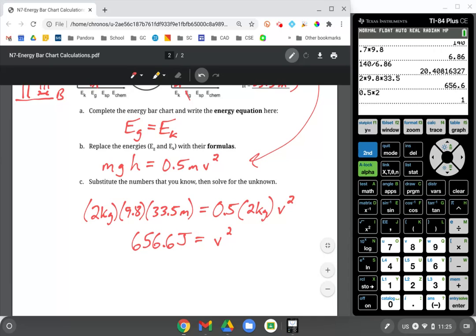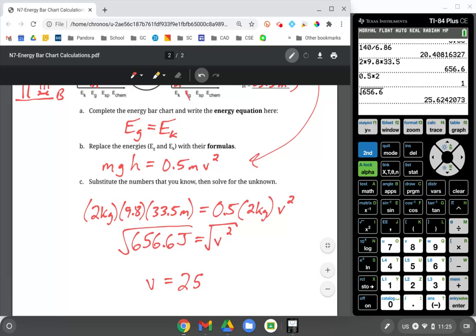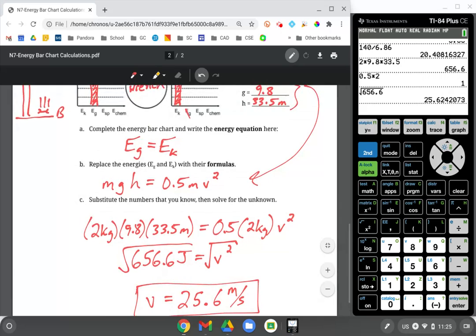So now I have to take the square root of both sides in order to get just velocity instead of velocity squared. And so if I type in the square root of 656.6, I get that the answer for the velocity would be 25.6, and then the units for velocity are meters per second. And that would be our final answer for how fast the wrench is going at the bottom.